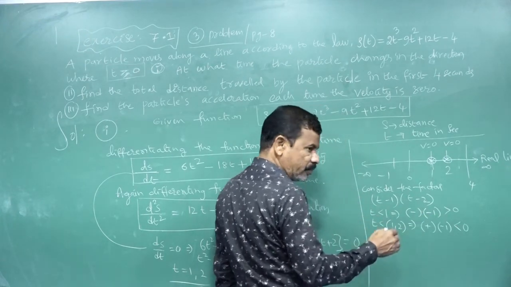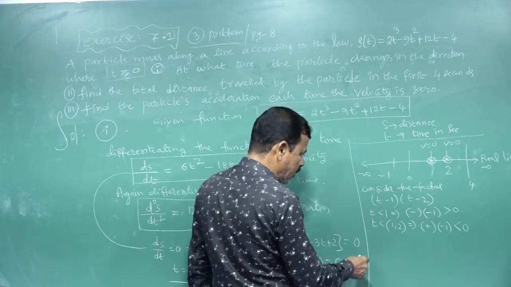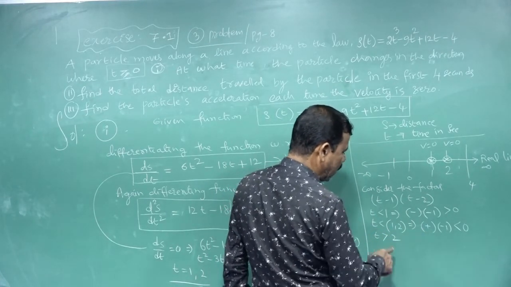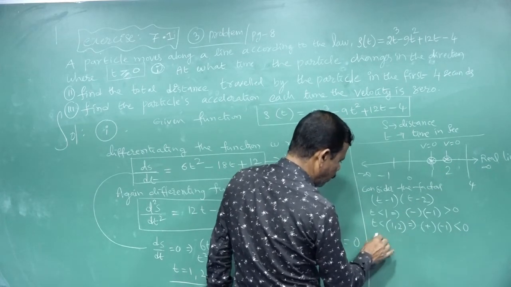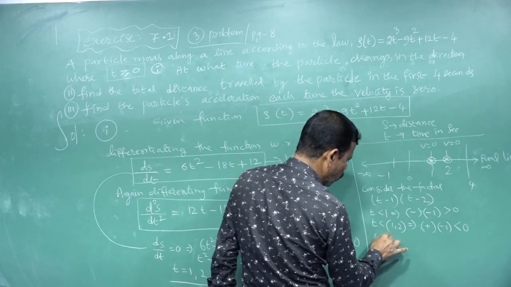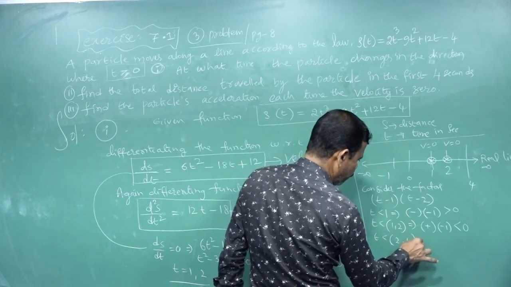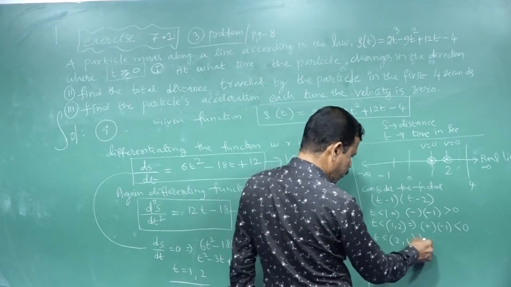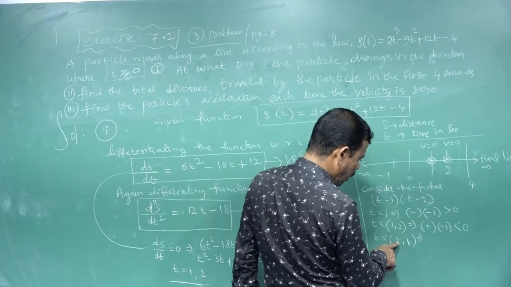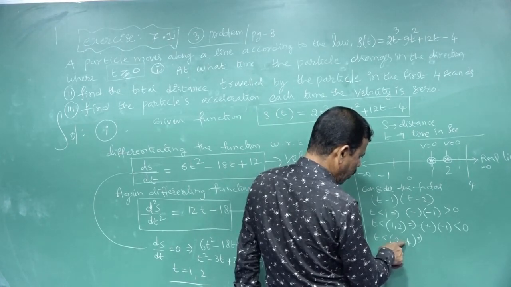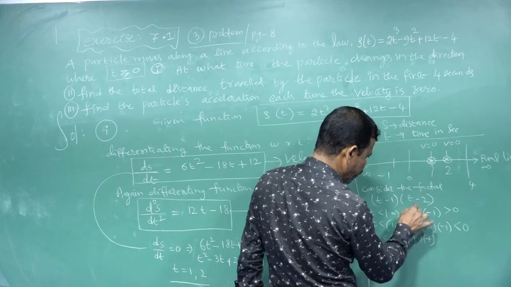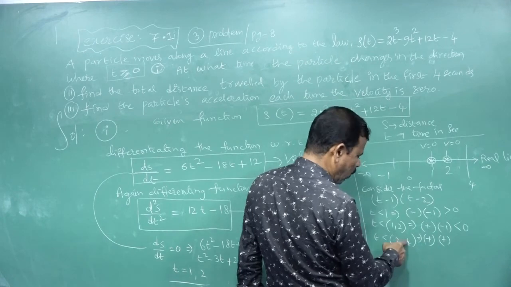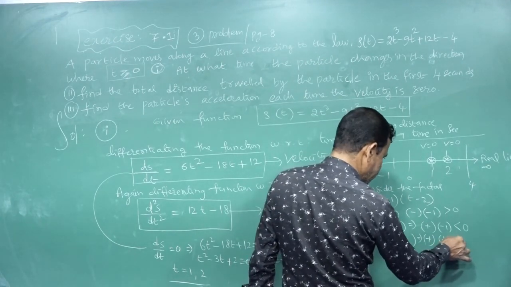So at 1 the direction changes. And t greater than 2, up to 4: t belongs to 2 to 4. Above 2, consider 3. 3 minus 1 is positive, 3 minus 2 is positive. 4 also gives positive. So in between 2 and 4 there is no change. It is positive.